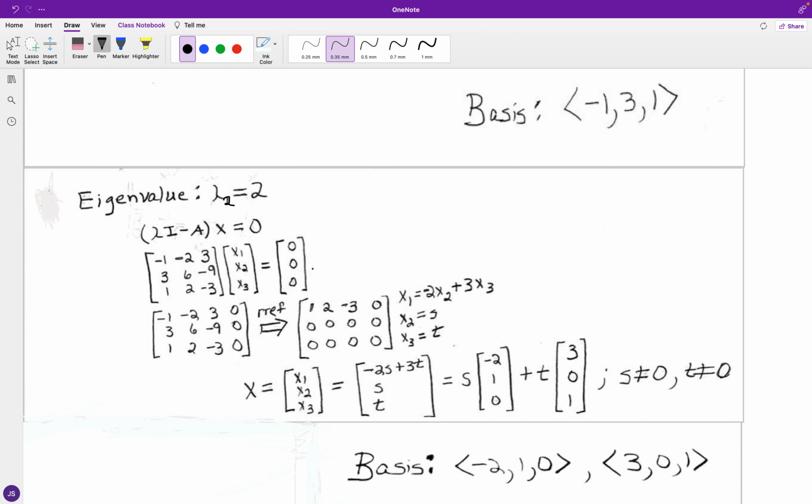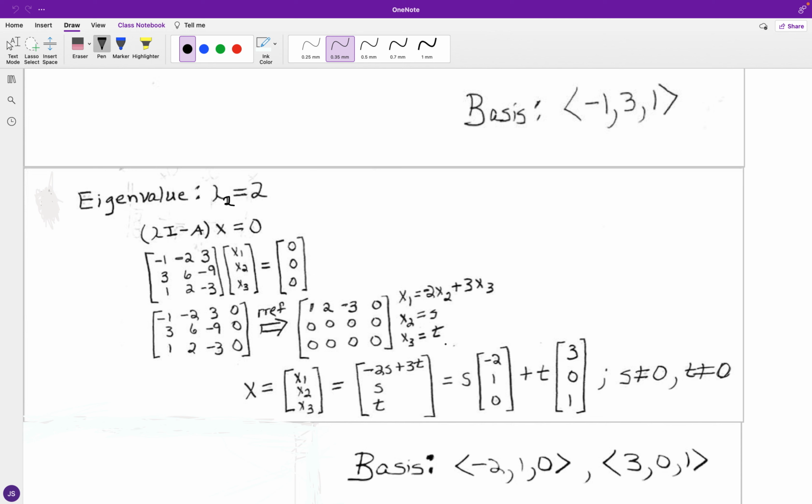And so again, with the eigenvector in general terms x1, x2, x3, taking the product between lambda I minus A times the eigenvector equal to 0, I have established an augmented matrix. So we have -1, -2, 3, 0, 3, 6, -9, 0, 1, 2, -3, 0, and in reduced row echelon form terms, we have x1 is equal to -2 x2 plus 3 x3. And guess what? We have zeros across not only in the last row, but also in the middle row.